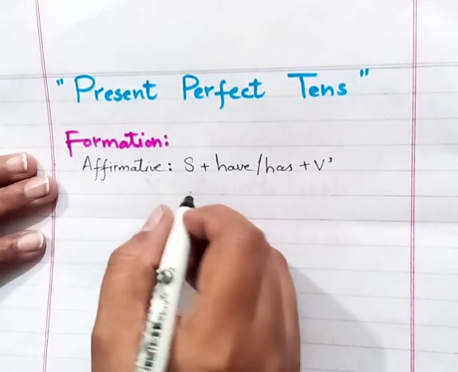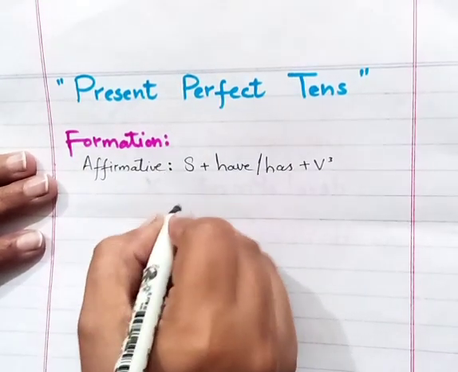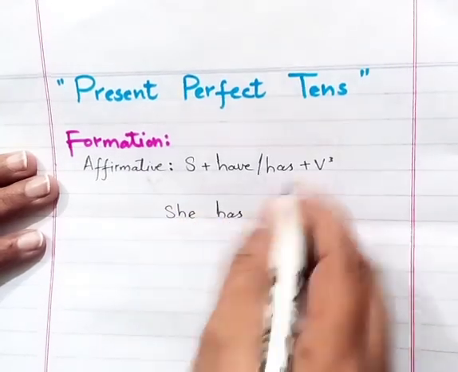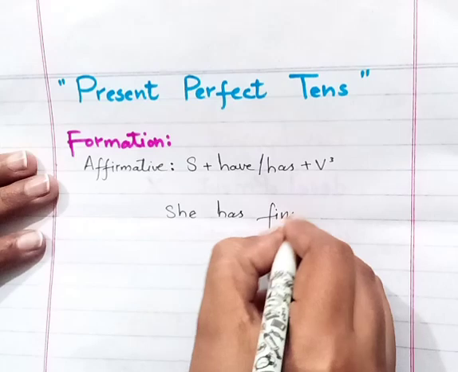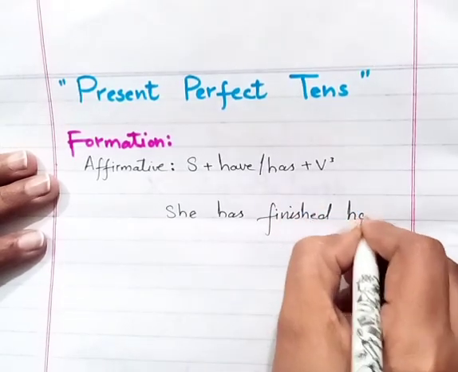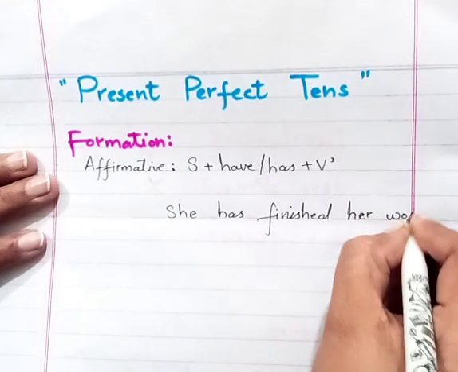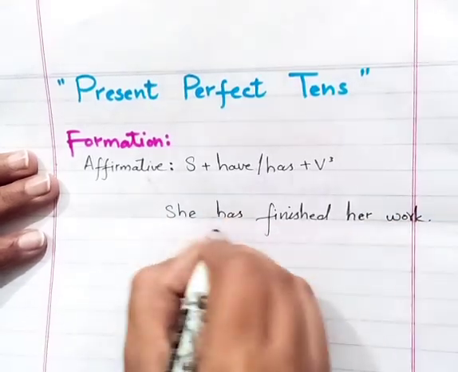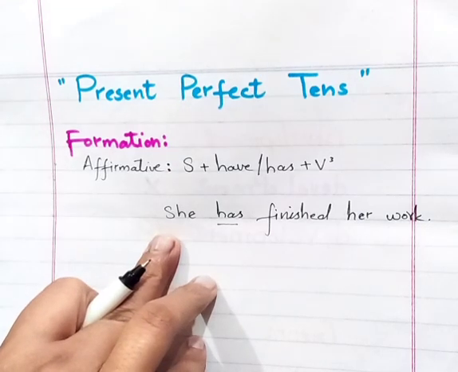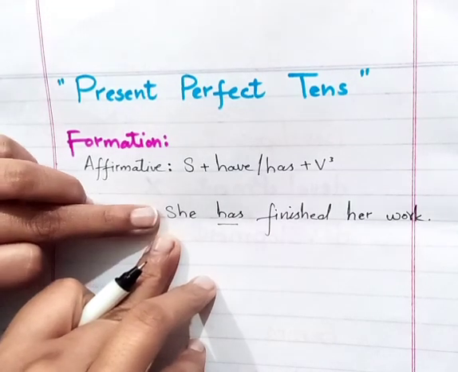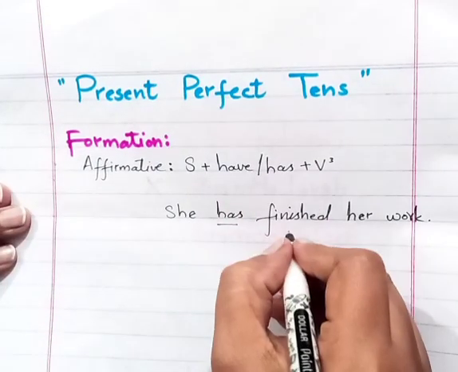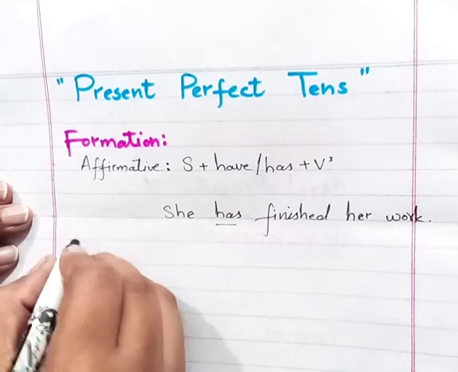Now I'll write an example here. She has finished her work, right? She is singular. Our subject is singular. So we write has here. Finished, third form of verb, right?